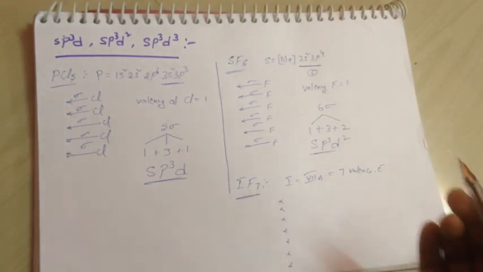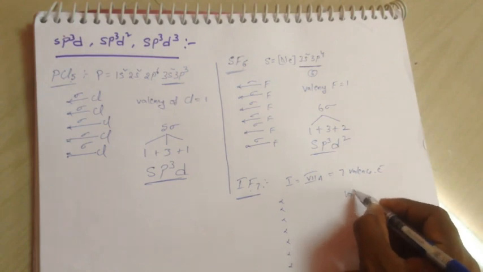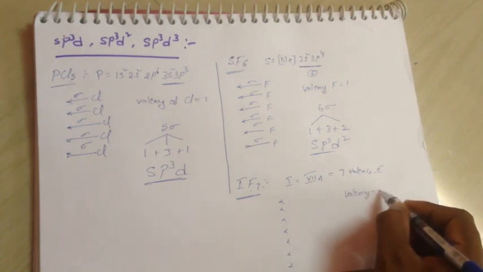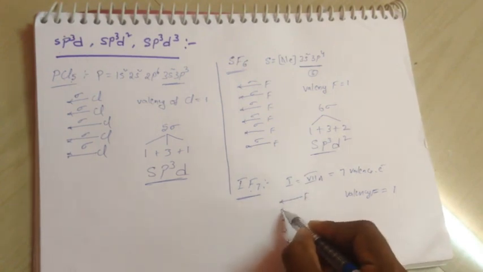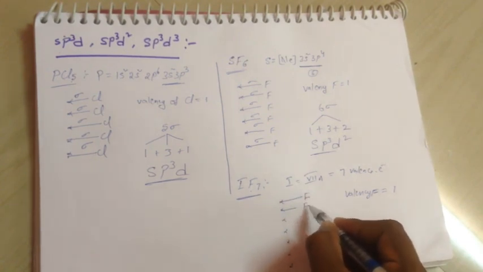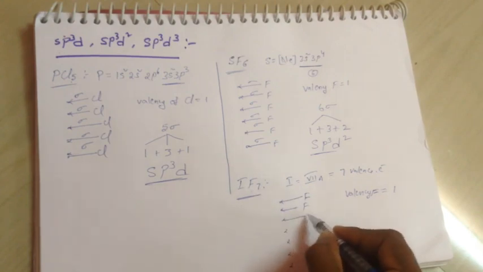Now which atom is attached to that central atom? Fluorine. What is the valency of fluorine? The valency of fluorine is 1 again. So one bond fluorine can form with one electron. We have 7 fluorine atoms, right?